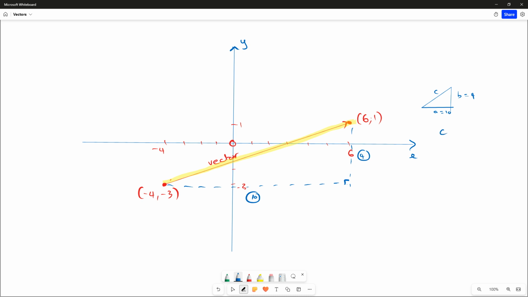So C, which is equal to the magnitude of my vector, is given by Pythagoras theorem. And that's going to be 10 squared plus 4 squared, which is 100 plus 16, which is 116, square root of 116. That's going to be my vector. We can write the magnitude of this in different ways. I can say the magnitude, using 2 lines like this, is equal to the square root of 116, where anything like this implies magnitude.